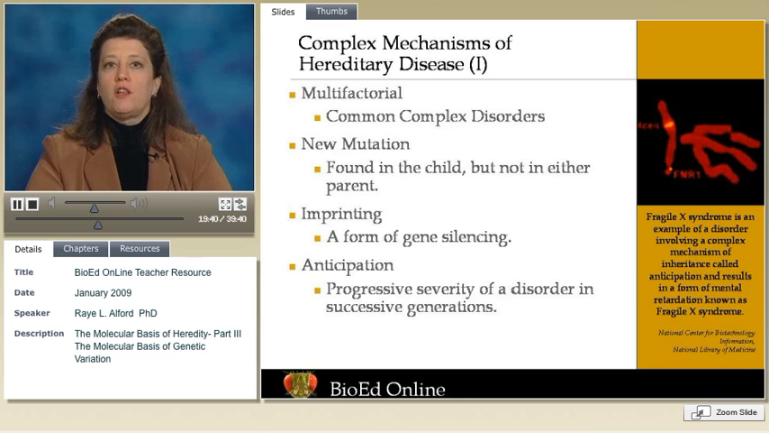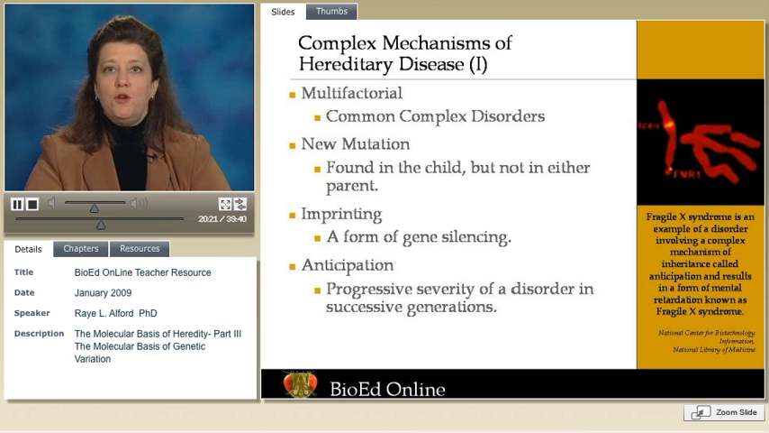Multifactorial disorders, which include common complex disorders, are characterized by the interaction of multiple genetic and/or environmental factors that influence the expression of a disorder. Although common complex disorders may not show a clear pattern of inheritance like Mendelian disorders do, there is typically a familial aggregation of the disorder. That is, close relatives of an affected individual may be at increased risk for the disorder compared to the general population. Examples of multifactorial diseases include some forms of diabetes, high blood pressure, and obesity.